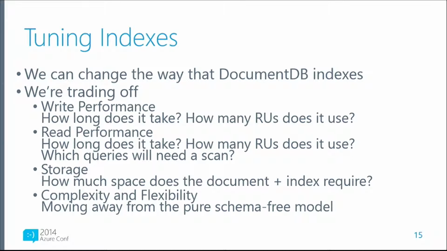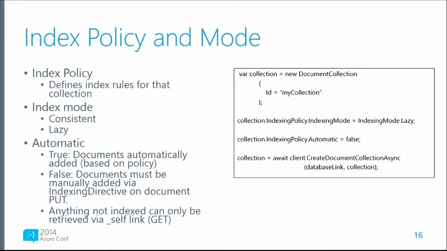What else are we trading off? We're trading off storage. So how much space does the document and the index require when we store it? The more we index, the more space we're going to end up using to support that index. And complexity and flexibility, right? As we end up customizing, modifying, and tuning those indexes, we move away from that pure schema-free model. So we are making trade-offs. How do we configure the indexes?